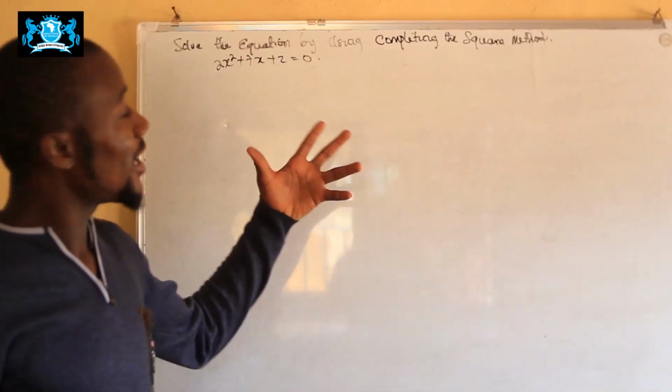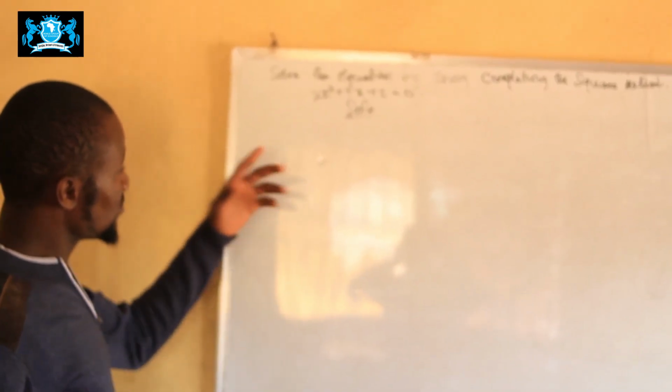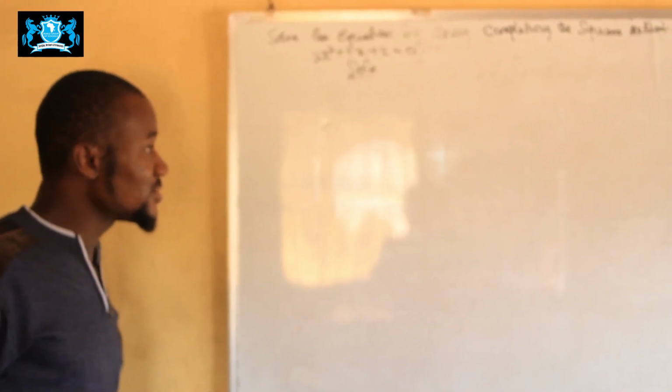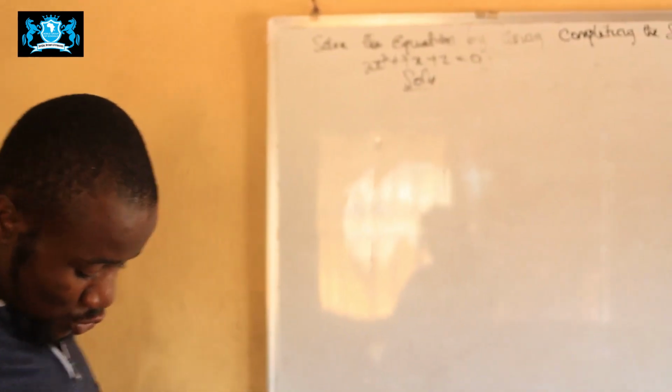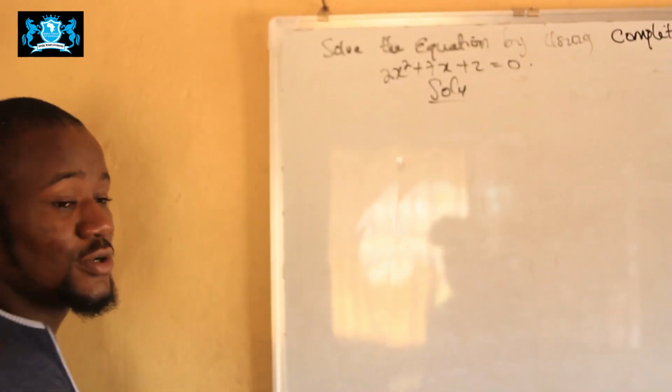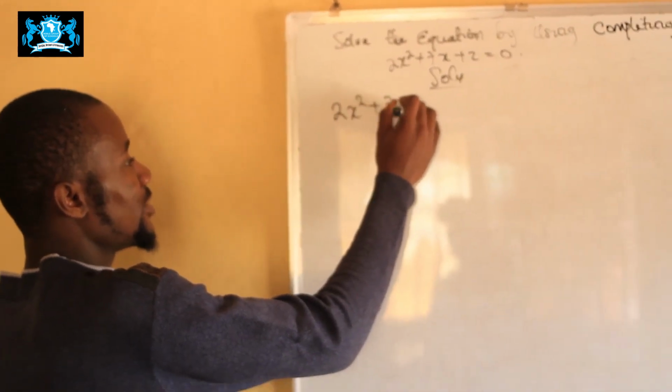We are still under the completing the square method. Let's look at this equation. Solve the equation by using the completing the square method: 2x squared plus 7x plus 2 is equal to 0. Now we know first of all we have to make x squared a unity.